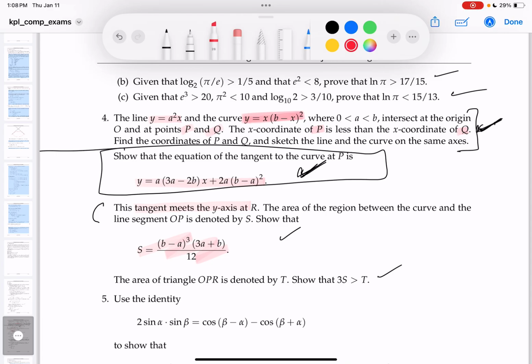Okay, for problem number 4, again, I want to point out we have a line. That line is y equals a squared x. We have a curve, it's cubic, y equals x times (b minus x) squared. We're told that these parameters a and b are positive numbers and that b is bigger than a. All right? What else are we told?